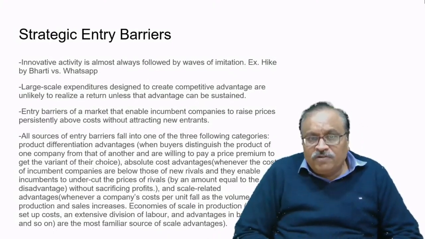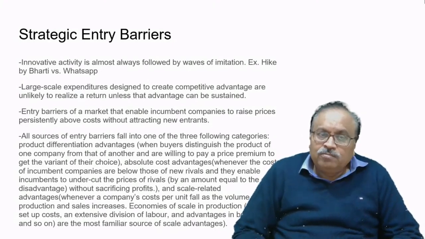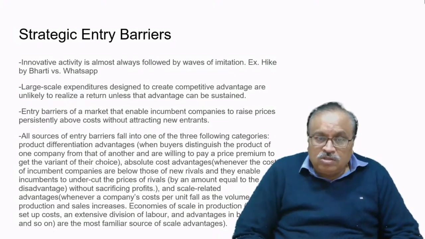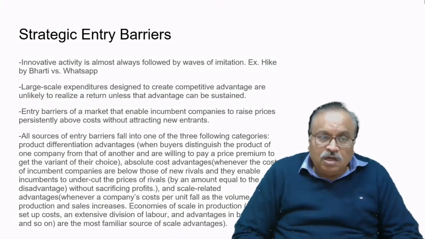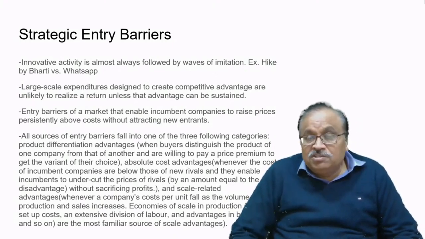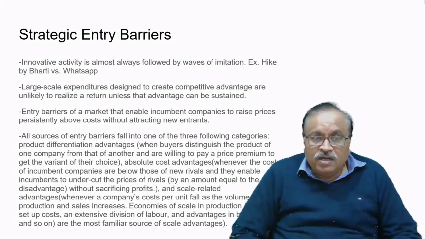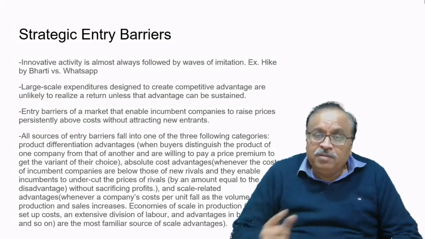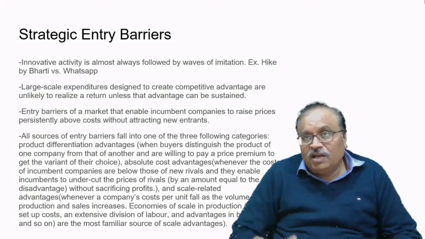And all sources of entry barriers fall into one of the three following categories: product differentiation advantages, absolute cost advantages, and scale related advantages. Now, what is product differentiation advantages? When buyers distinguish the product of one company from that of another and are willing to pay a price premium to get the variant of their choice, this is known as product differentiation advantages.